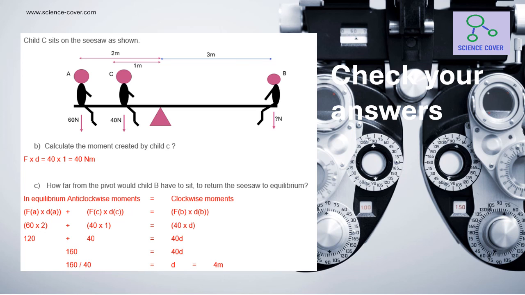Child C sits on the seesaw as shown. Calculate the moment created by child C. So they're 40 newtons and 1 meter from the pivot. So that's 40 multiplied by 1, so it's 40 Newton meters.